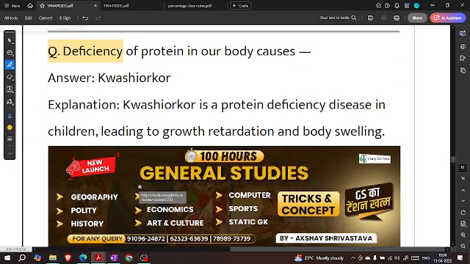Deficiency of protein in our body causes kwashiorkor. Kwashiorkor is a protein deficiency disease in children leading to retardation and body swelling.